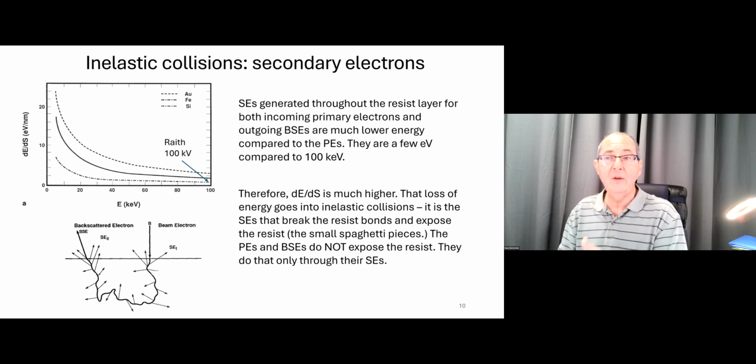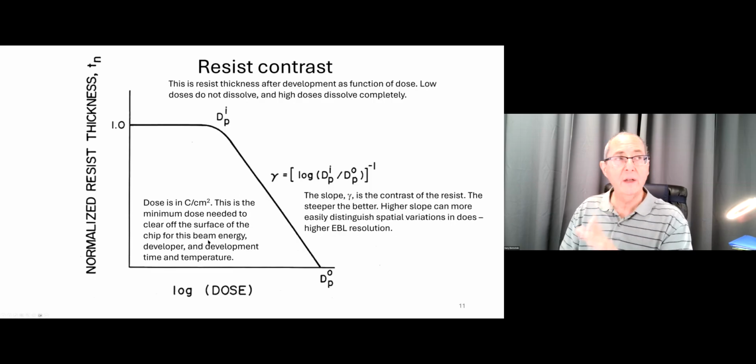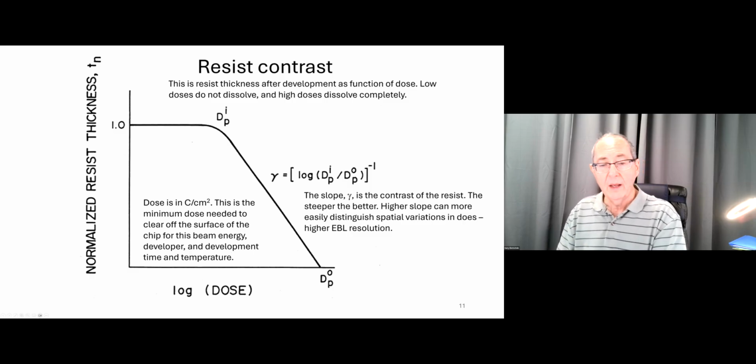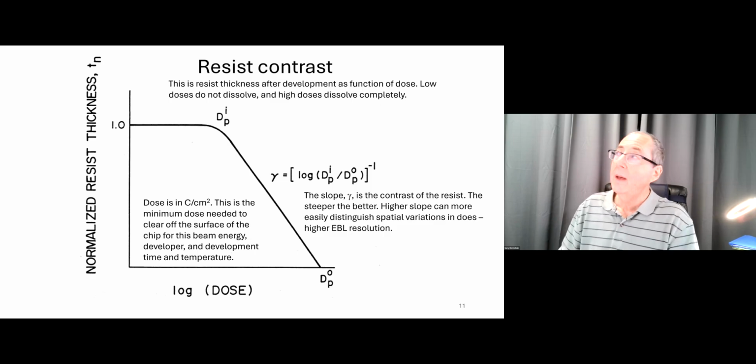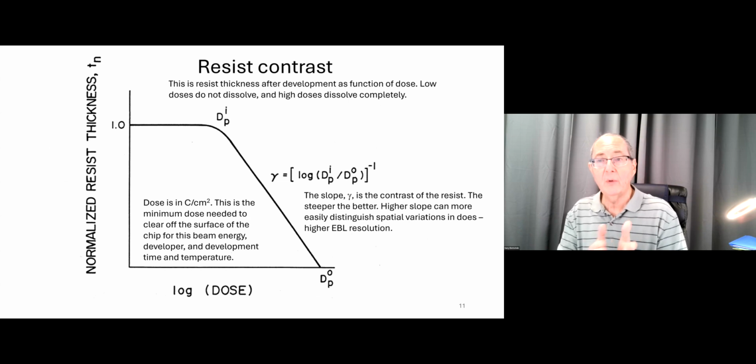So it might surprise you to know that your beam is not actually exposing the resist. The beam is creating secondary electrons, and those secondary electrons expose the resist. So it's an important thing to keep in mind because we're going to talk about in a little while the ultimate resolution that you can expect to get in resist because of that particular phenomenon. Before we go there, we need to talk about contrast of a resist developer system.